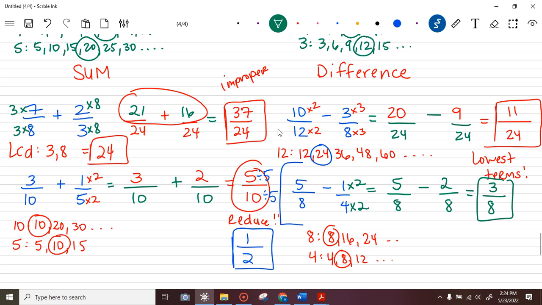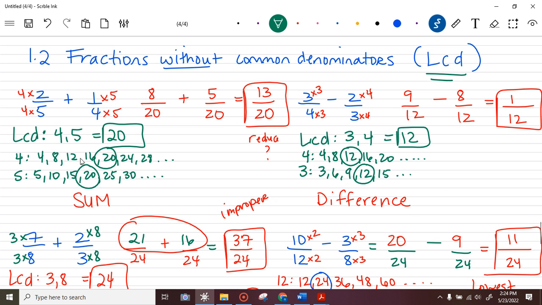So when you don't have common denominators, it is a little bit more work, but it's not that difficult. You just make yourself your list, find the first number that they match up at, and hopefully it's the lowest. If not, you'll just have to reduce further in the last step.